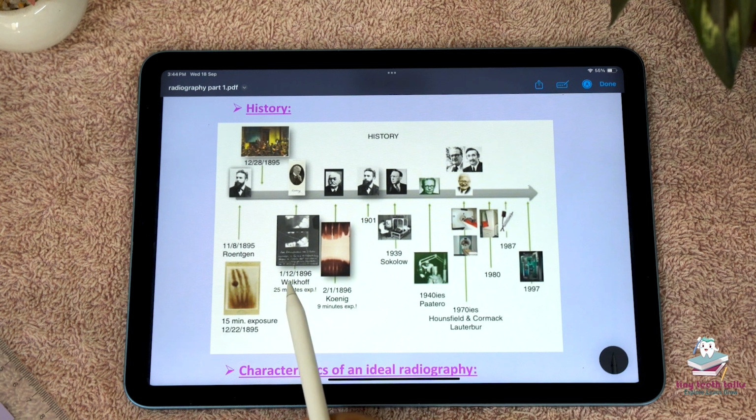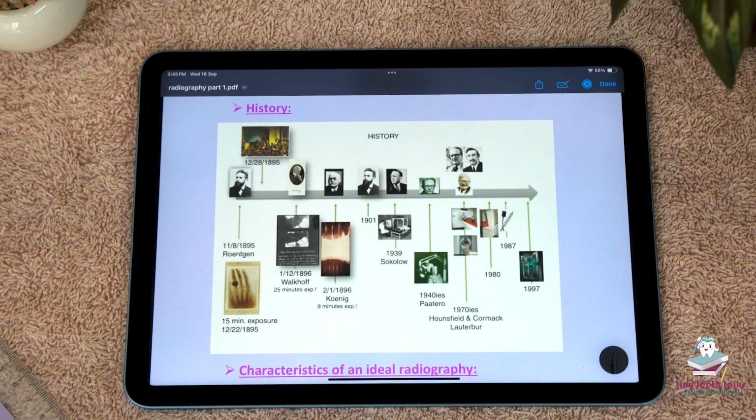Then in January 1896, Dr. Otto Walkhoff, a dentist in Germany, made the first dental use of an X-ray and radiographed a lower premolar with a 25-minute exposure time. He used a small glass photographic plate wrapped in black paper and covered with rubber. So Roentgen used fluorescent plates and a Crookes tube with a 15-minute exposure time, and Dr. Otto Walkhoff used a small glass photographic plate wrapped in black paper covered with rubber with a 25-minute exposure time.